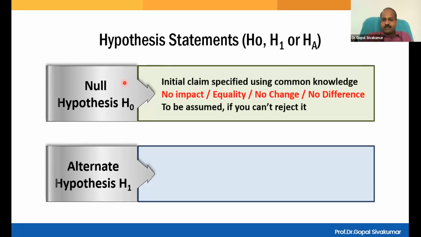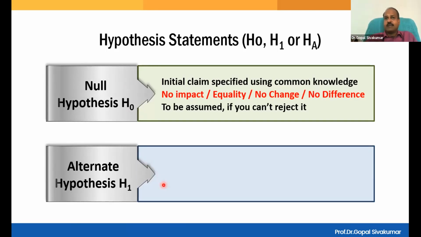So null hypothesis is the statement of no impact, statement of no relationship, statement of equality, statement of no change, statement of no difference. These are all called innocence. I can pass the exam without attending the class. I can pass the exam without going through any of the material. If you are then passing, it is purely a fluke. Isn't it? It is purely a random chance. So we'll talk about it.